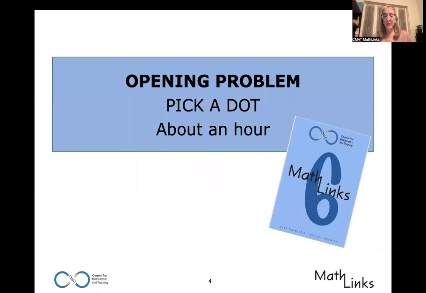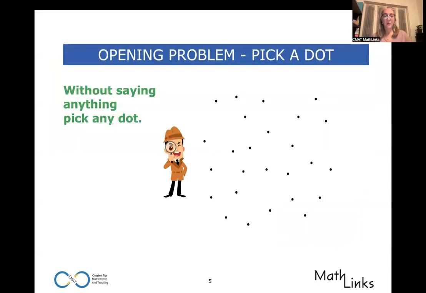As a hook, or creating the need to know, we start with an opening problem. In this case, we'll be creating the need to know for the coordinate plane. As a reminder, graphing in one quadrant was introduced in grade 5, and graphing in 4 quadrants will be introduced later in 6th grade. So let's start with an opening problem. We are going to run through a scheme that accompanies this opening problem.